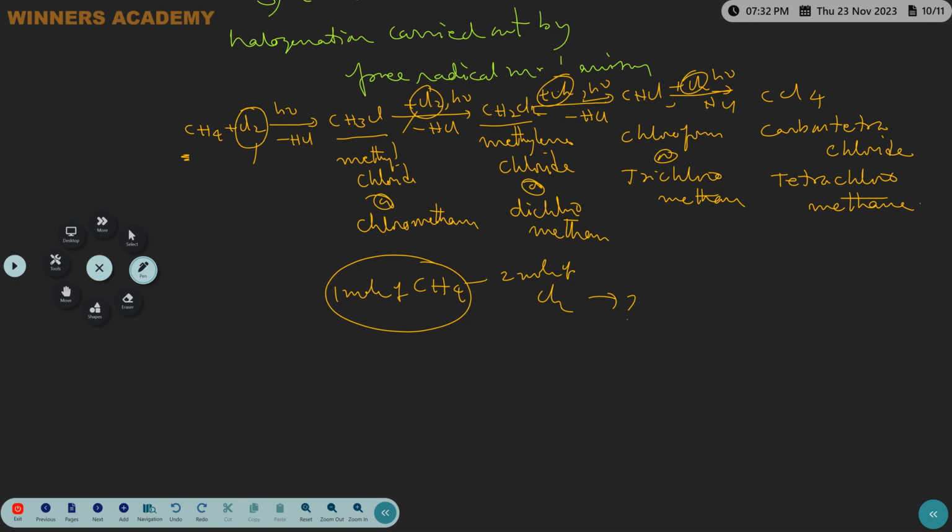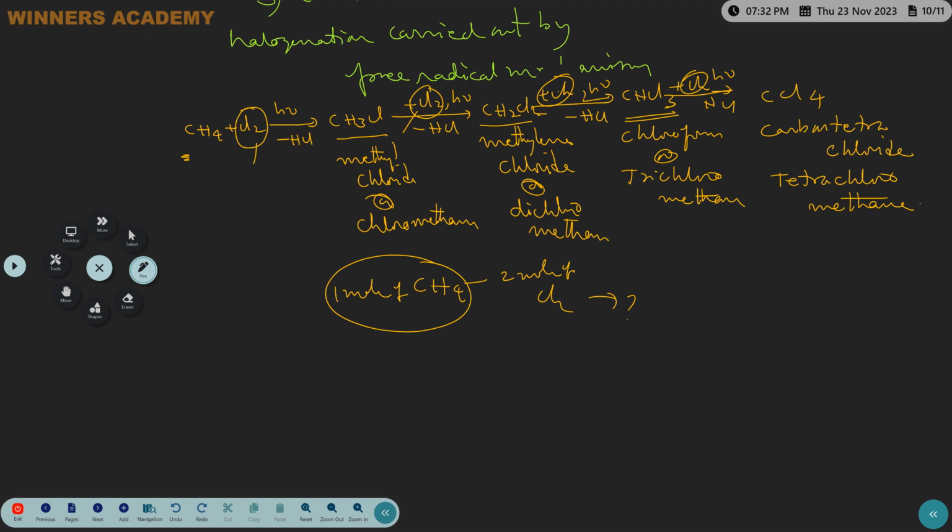Dichloromethane or methylene chloride is formed. To produce chloroform from 1 mole of methane, how many moles of chlorine is required? 3 moles of chlorine is required.